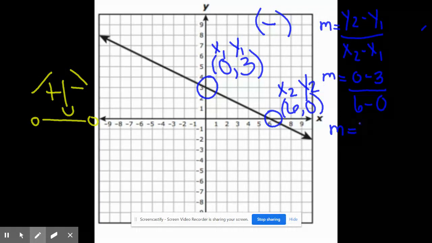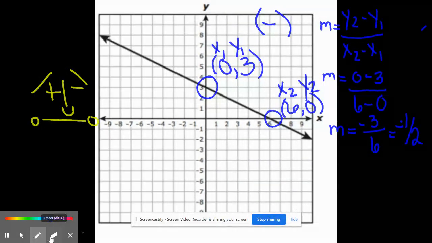So 0 minus 3 would give me negative 3. That's so far so good because remember we do have a negative slope. 6 minus 0 would be 6. I can simplify this fraction. I know 3 over 6 is equivalent to 1/2. So negative 3 over 6 would be negative 1/2. All right, so that's the slope I got using the slope formula.